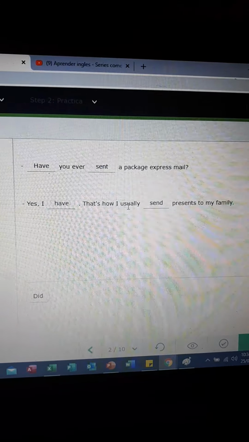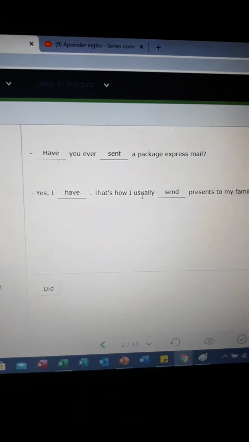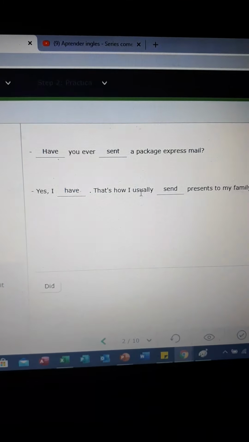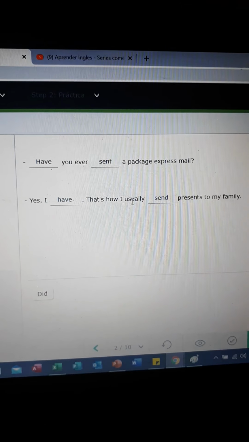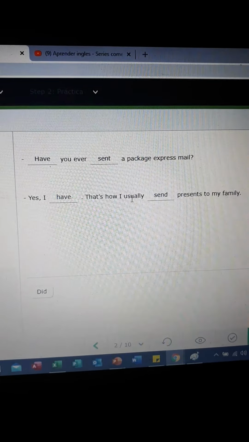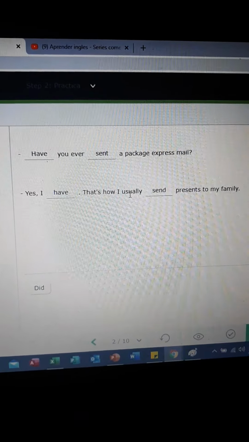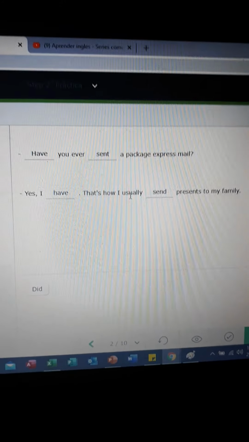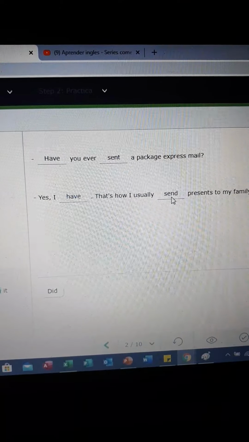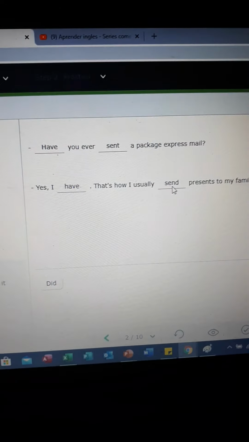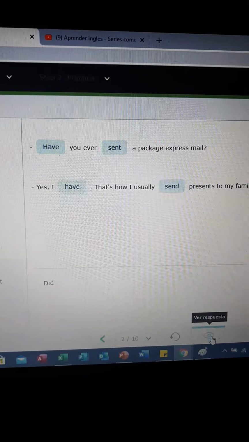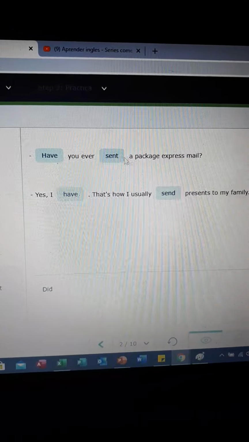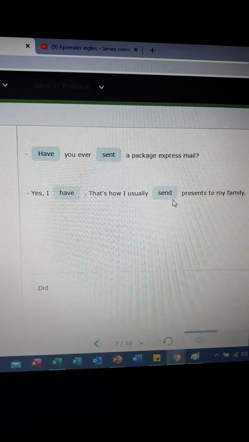Like we are working with usually, and usually is an adverb of time. Usually is something that you normally, often, frequently do. So we need to put the action in the base form or in present. Okay, is this correct? Excellent. Okay, have you ever sent? Yes, I have. I usually send.